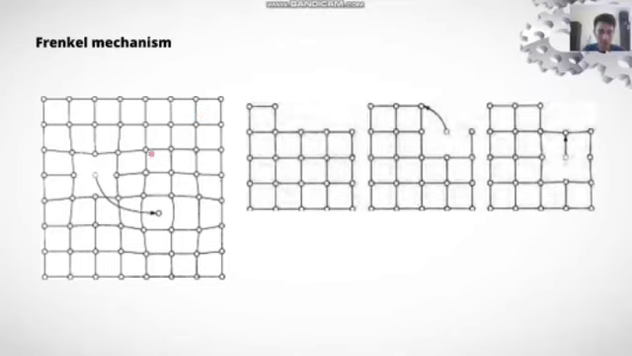Frenkel mechanism. Vacancies can form by several mechanisms. In the Frenkel mechanism, an atom is displaced from its normal lattice position into an interstitial site. However, this requires quite a bit of energy: first the energy to form a vacancy, and then the energy to form an interstitial.